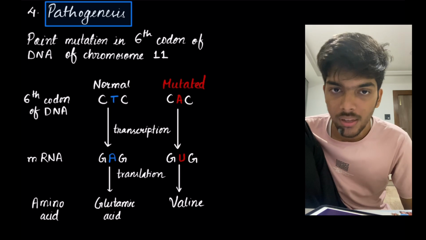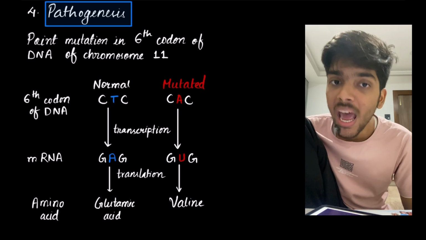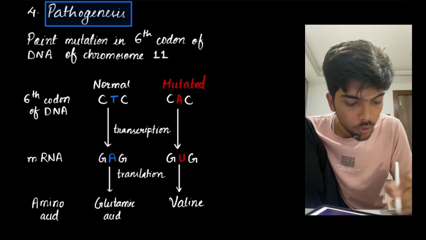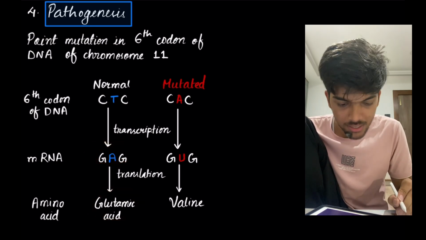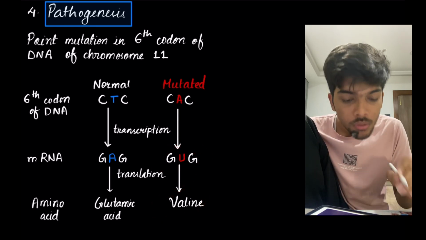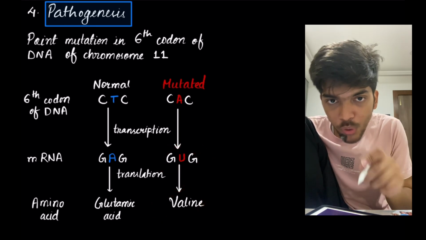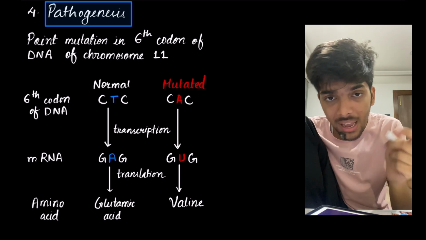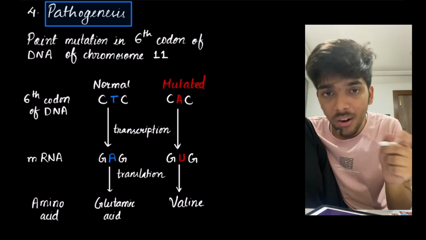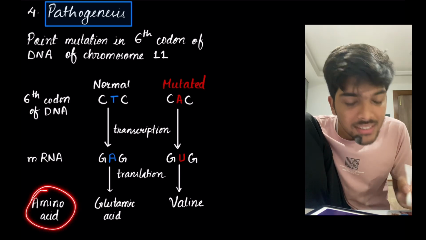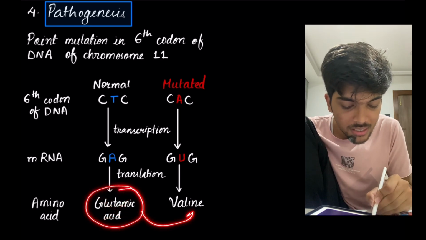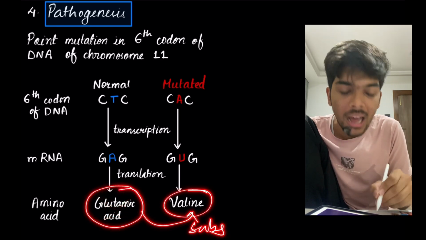The complementary nitrogen base pair for A is U in mRNA. Now, GAG codes for the amino acid glutamic acid. GUG codes for the amino acid valine. So once a point mutation occurs in the chromosome at the level of the 6th codon of DNA, after the central dogma of life, the amino acid that is formed is not glutamic acid. Glutamic acid is substituted by valine.